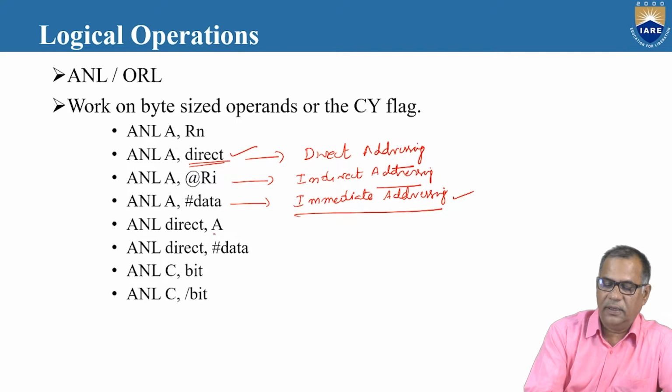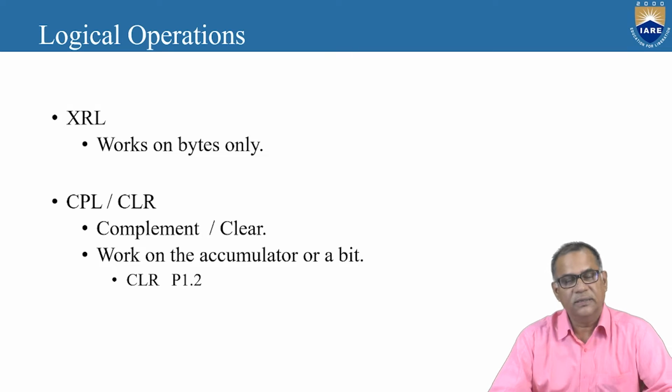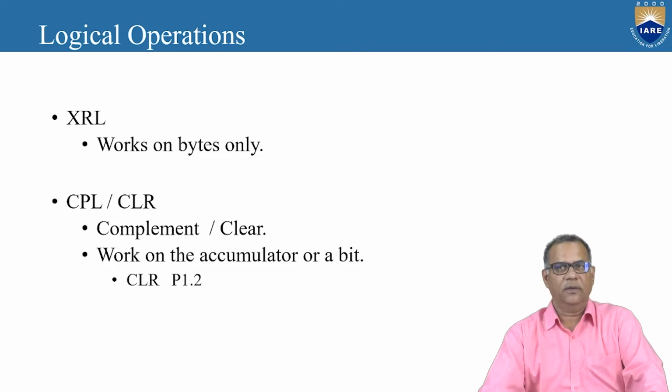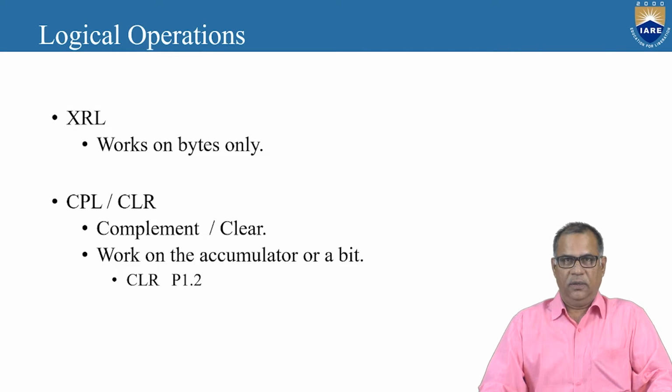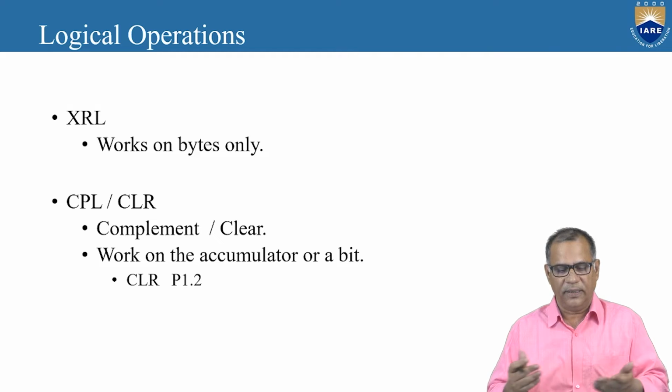So here, only the destination and source are interchanged. Then ANL C, bit. So the carry flag is ANDed with the bit, and the result is stored in the carry flag. Now XRL. XRL is the exclusive OR operation, and it works on bytes only. And CPL and CLR. CPL is complement, CLR is clear.